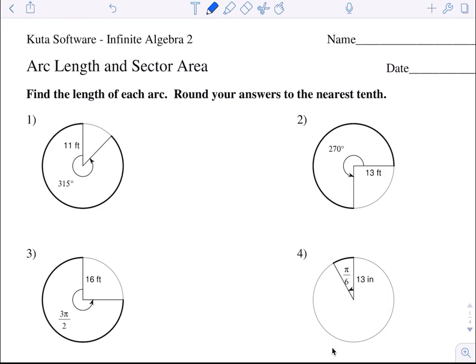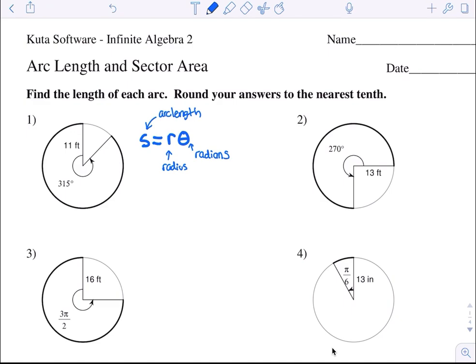Homework on arc length and sector area. So first you have to find the arc length. In your notes, you have this, where S is your arc length, this is your radius, and this is your angle measurement in radians.